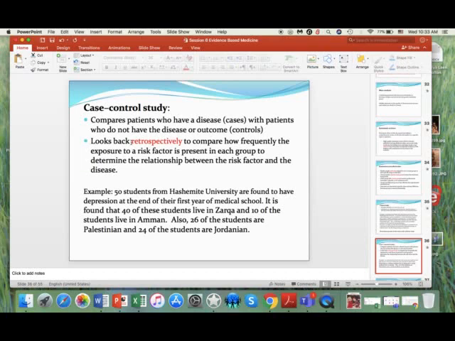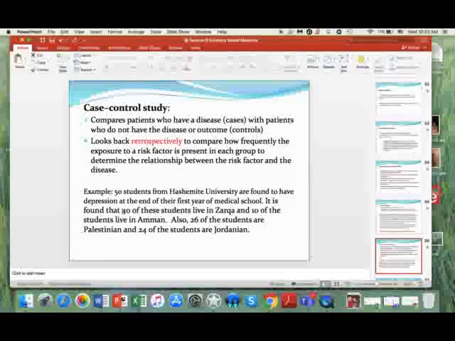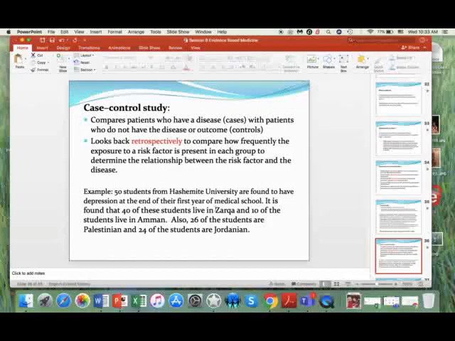And so when we're looking at this study, we might think that, okay, there's a correlation between living in Zarqa and having depression after the first year of medical school. The problem with the case control study, like I just mentioned, is it's just open to a lot more biases.